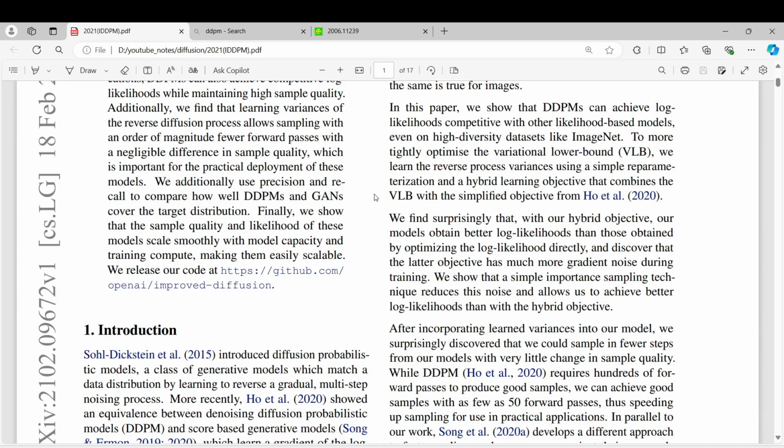When we are optimizing this L hybrid, we are focusing also on likelihood. When we are just using the simplified objective, which just predicts noise, it does not help with the variance.